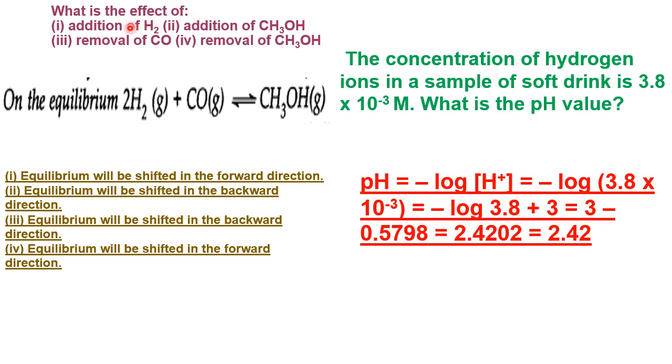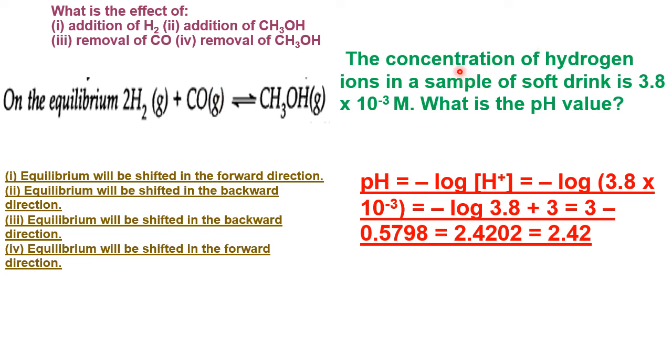Now, what is the effect of addition of H2 and all these on this reaction? Okay, let us see H2, CO. When you add H2, reactants are more, so shift towards the forward. Addition of CH3OH. If you add CH3OH, products are becoming more, shift towards the reverse or backward. Okay. Removal of CO. When you remove CO, to make CO again, the reaction shifts towards the backward or reverse. Removal of CH3OH. When you remove, again forward. So all these are strictly according to Le Chatelier's principle.